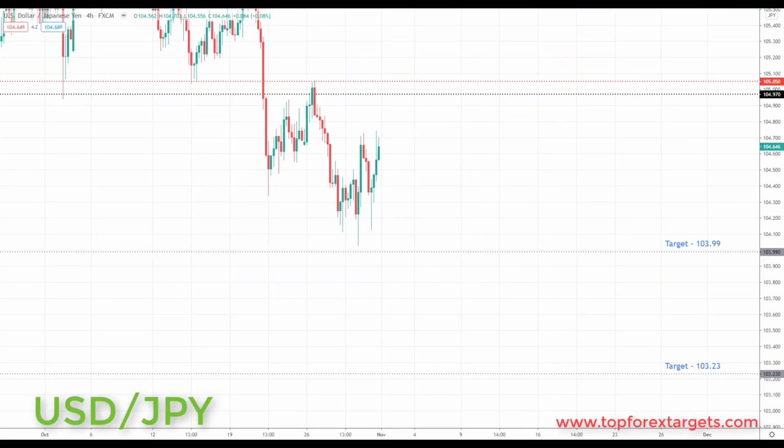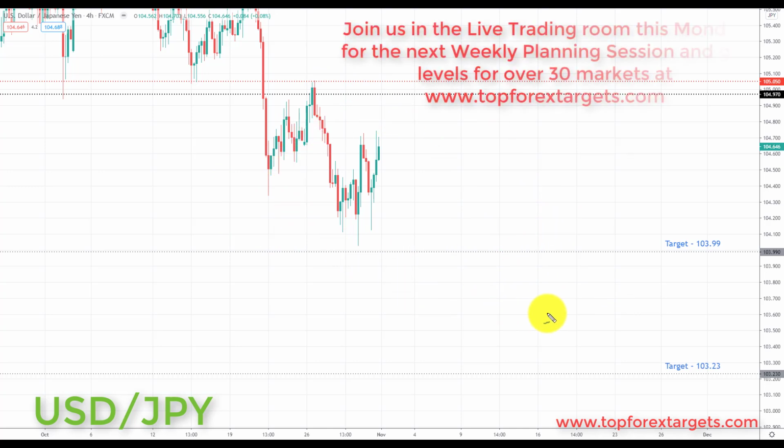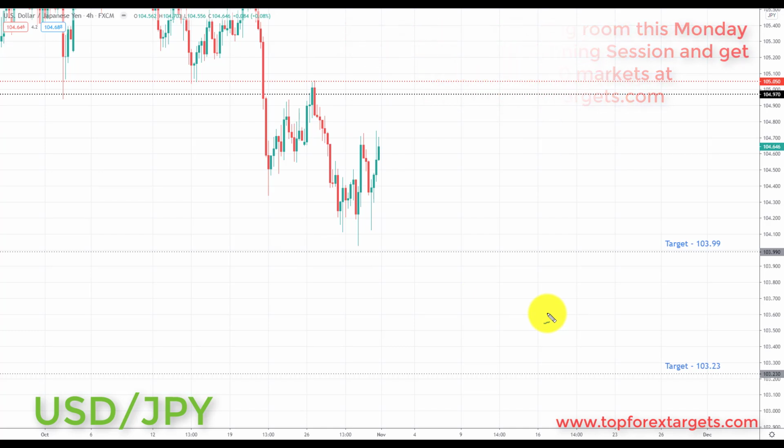The next market we're going to look at is US dollar Japanese yen. Now, the downtrend in US dollar Japanese yen is still intact, but we are in a bit of a tight space here in terms of support and resistance. Therefore, this is really something I'd be interested in after the election, given the volatility that we could see coming into the markets on Monday, Tuesday, and even Wednesday.